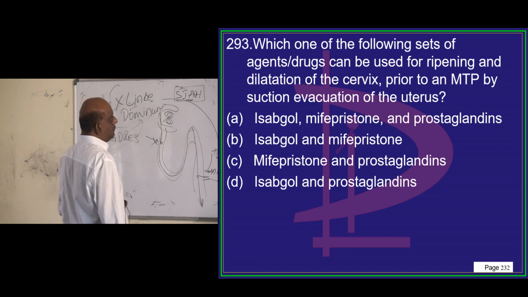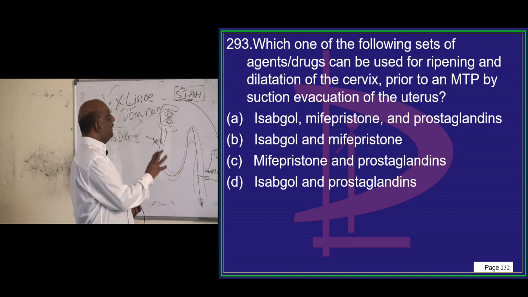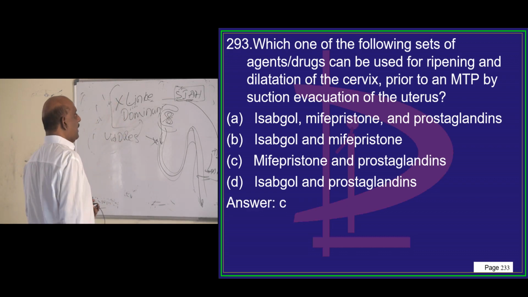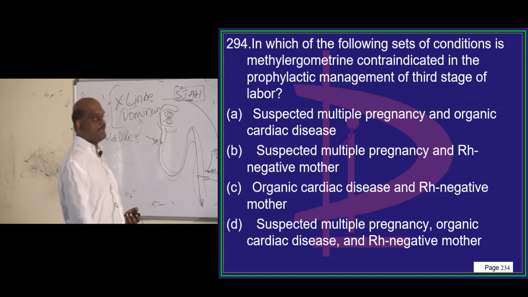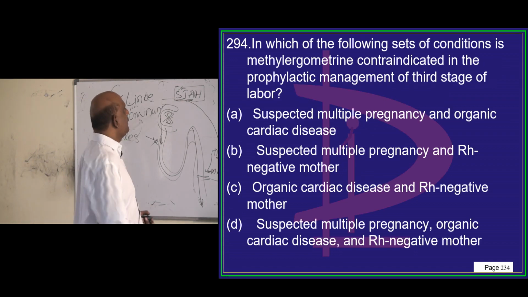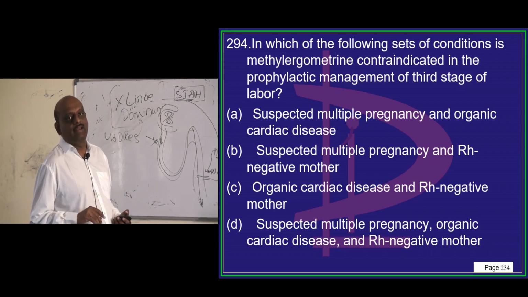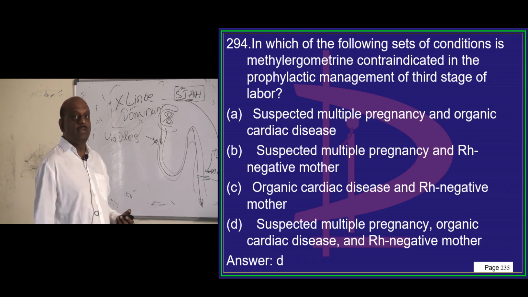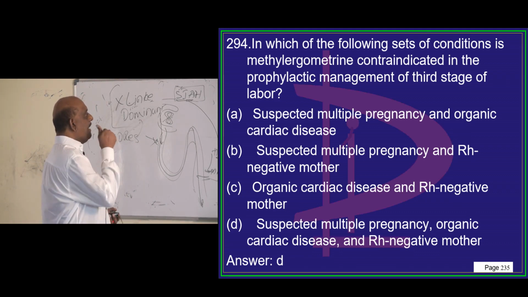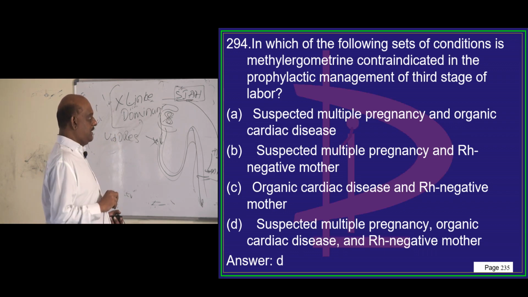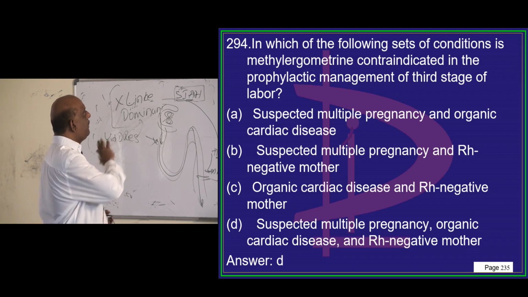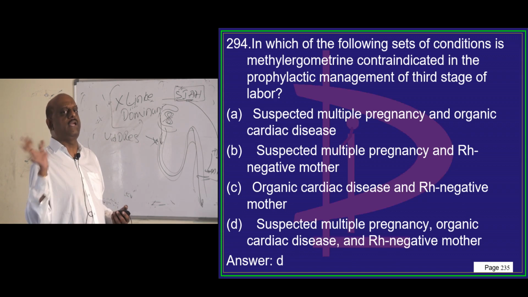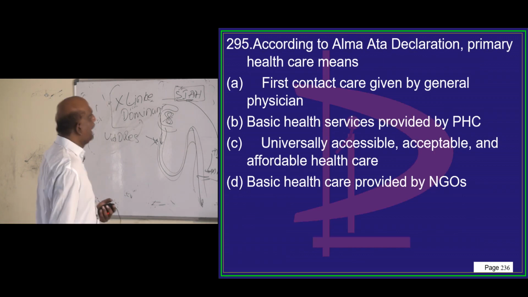Now, which agent is used for ripening and dilatation of the cervix before medical termination of pregnancy? Mifepristone and prostaglandins. What are the contraindications to giving methylergometrine as prophylactic management of the 3rd stage of labor? If you suspect multiple pregnancy, organic heart disease, or Rh negative mother, they all become contraindications to prophylactic management of the 3rd stage of labor, is what you have to remember.